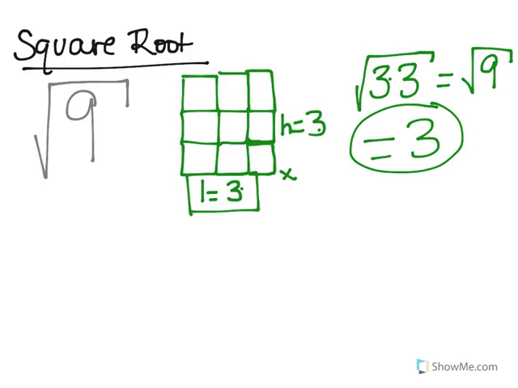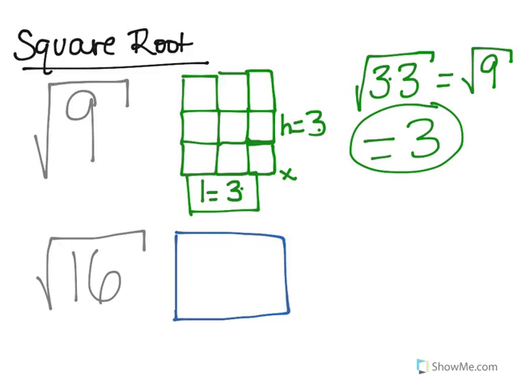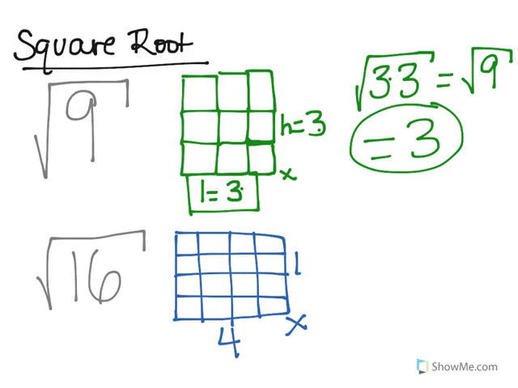Let's try another one. The square root of 16. Well, I want a perfect square. So how can I get 16 in a perfect square? Well, I know I can make a 4 by 4 to get 16, because 4 times 4 is 16. So the square root of 16 is equal to 4.